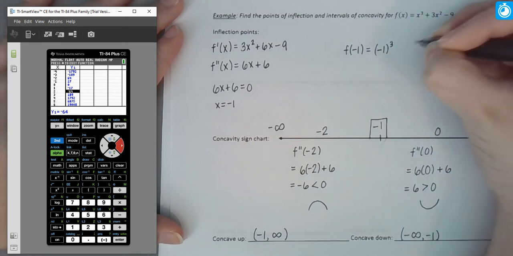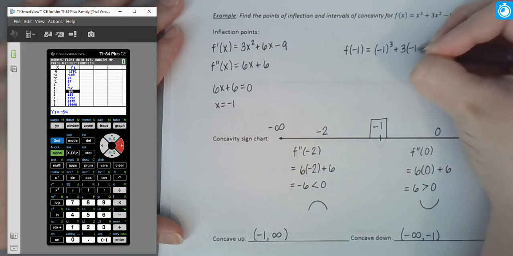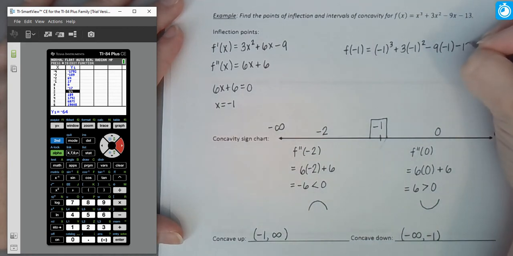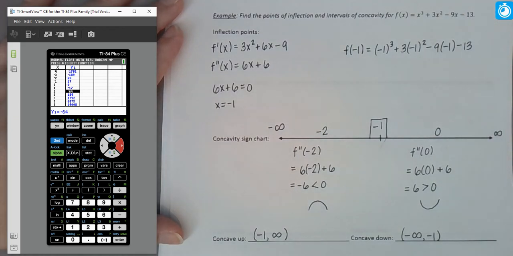So -1 cubed plus 3 times -1 squared minus 9 times -1 minus 13. Let's just evaluate this by plugging it in. So we have -1 cubed plus 3 times -1 squared minus 9 times -1 minus 13. And you're probably looking at this and thinking, I could do this by hand. Yes, you could do this by hand. This one's not too bad. And that's going to give us a -2.